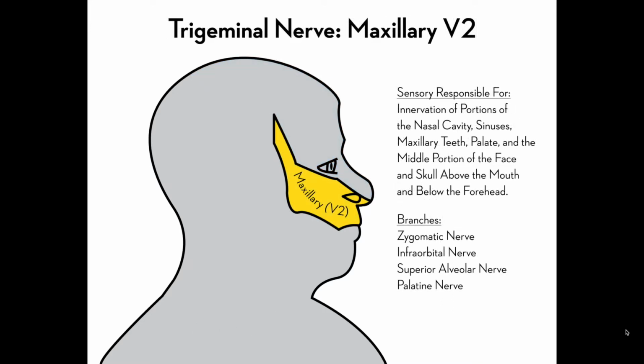The maxillary division of the trigeminal nerve is the sensory area responsible for innervation of portions of the nasal cavity, sinuses, maxillary teeth, which are kind of the upper teeth, the palate, and the middle portion of the face and skull above the mouth and below the forehead. There are branches that are named zygomatic nerve, infraorbital nerve, superior alveolar nerve, and palatine nerve.